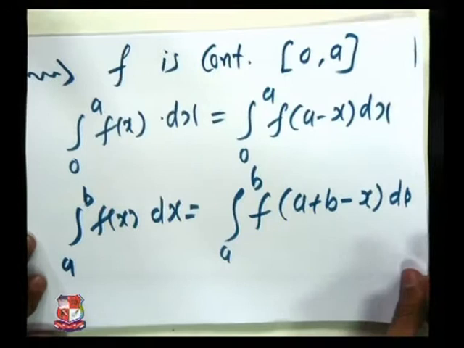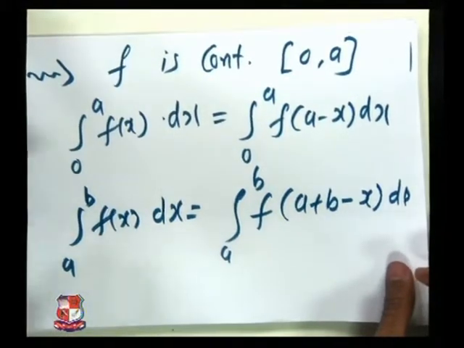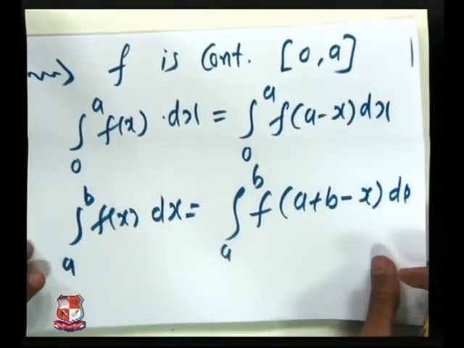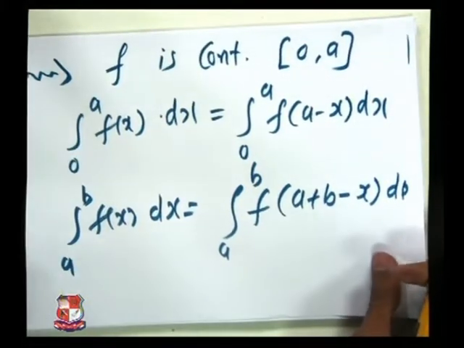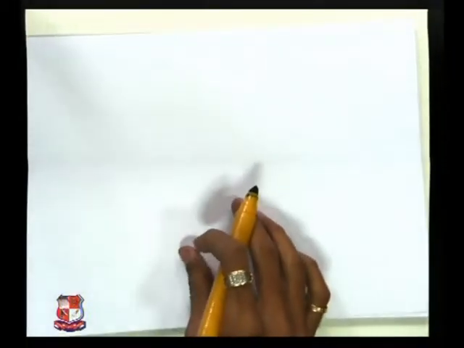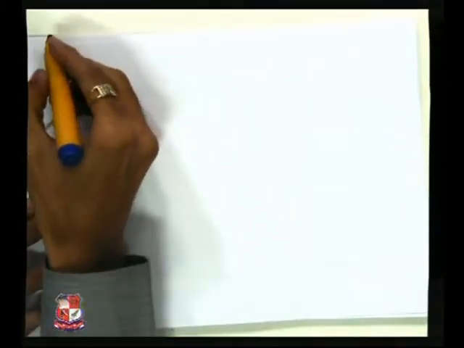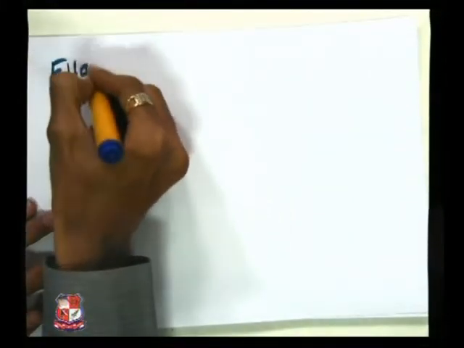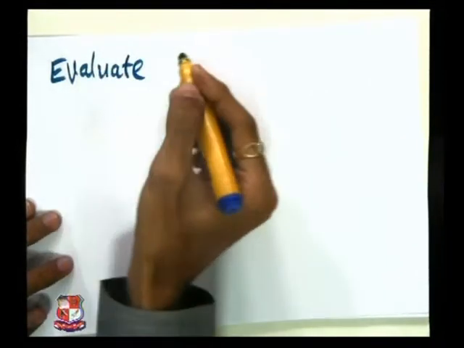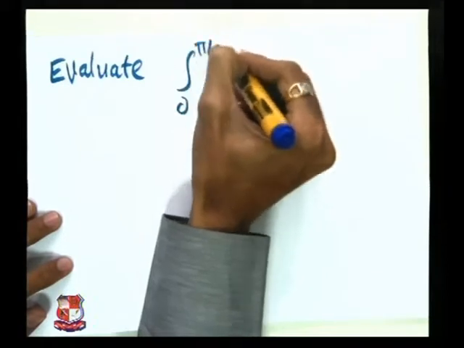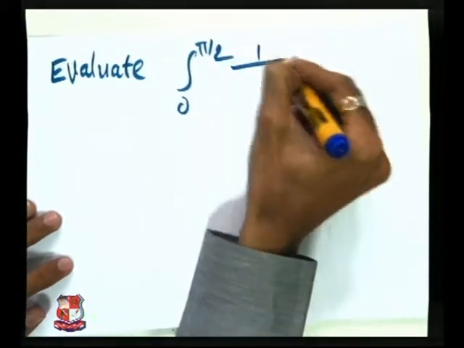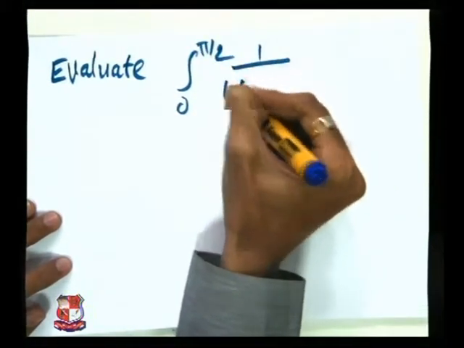So let us look at one example following this formula, okay. Integration 0 to a f(x) dx is equal to integration 0 to a f(a minus x) dx. Let us look at one example. The question is: evaluate integration from 0 to pi by 2, 1 upon 1 plus root tan x dx.